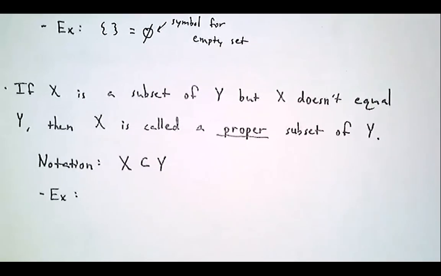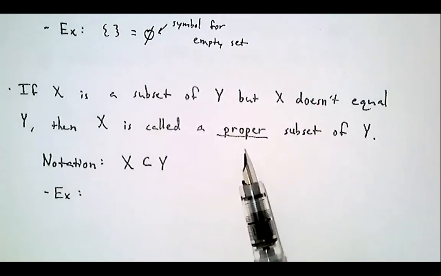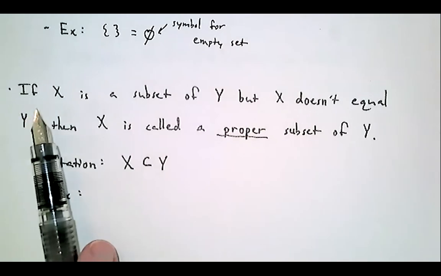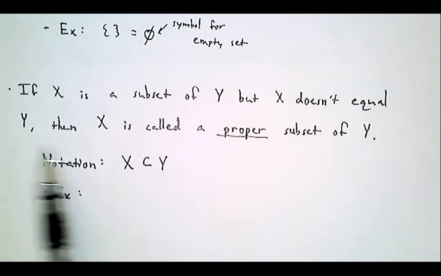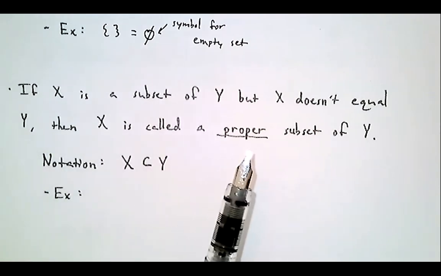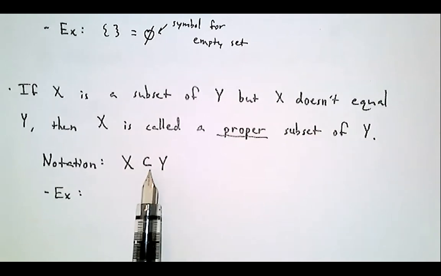So there's an idea that's closely related to subsets, and this is the idea of a proper subset. If X is a subset of Y, but isn't actually equal to Y, then it's what's called a proper subset. And the notation for this is very similar to the subset notation, but instead of putting a line underneath, we just leave off that line.